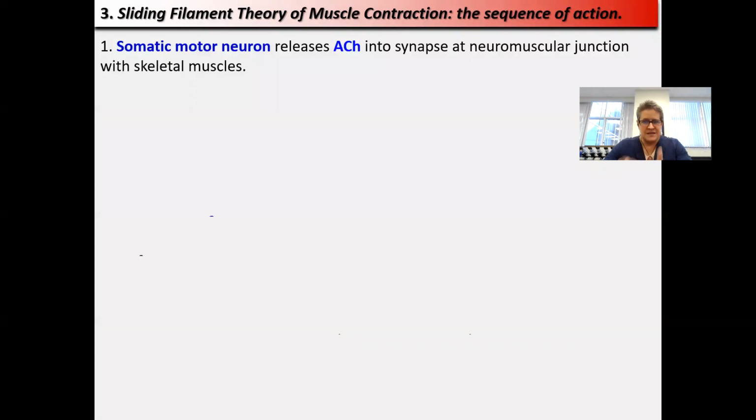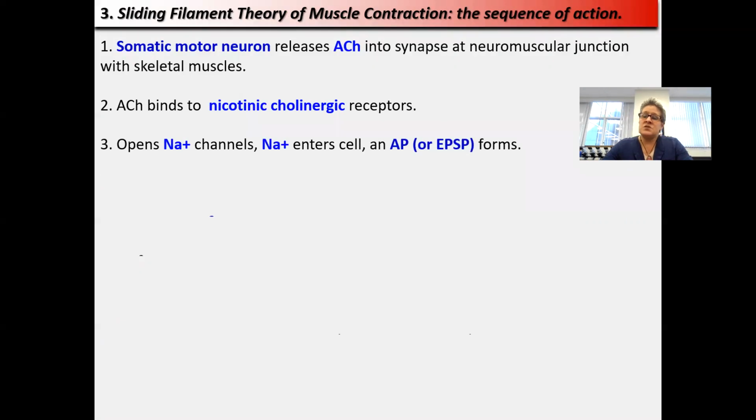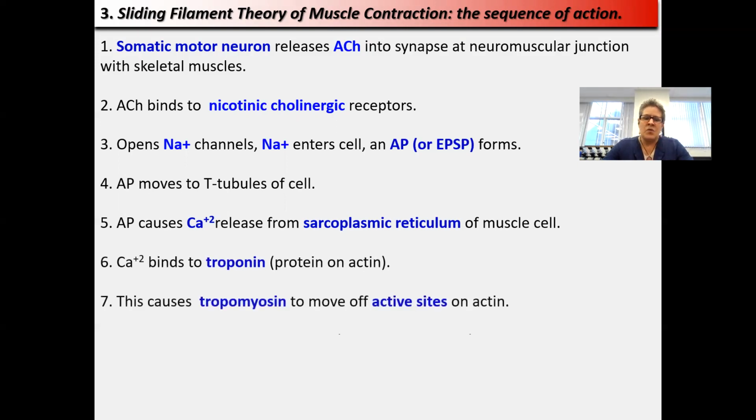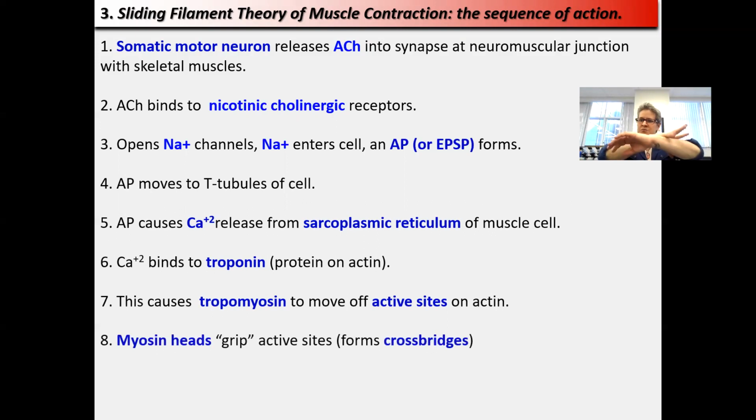Okay, step-by-step approach. The motor neuron releases acetylcholine. It binds to nicotinic cholinergic receptors on your skeletal muscles. That opens up sodium channels, and sodium floods into the cell, causing an action potential. The action potential enters the T tubule. That causes calcium to be released from the sarcoplasmic reticulum. Calcium then binds to troponin, and then tropomyosin lifts off the active sites, exposing them to the myosin fingers, and myosin readily grabs a hold of actin.